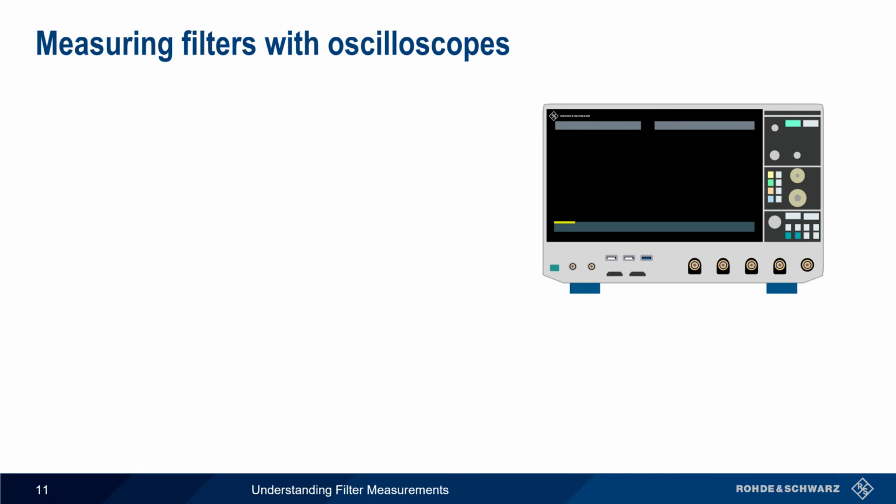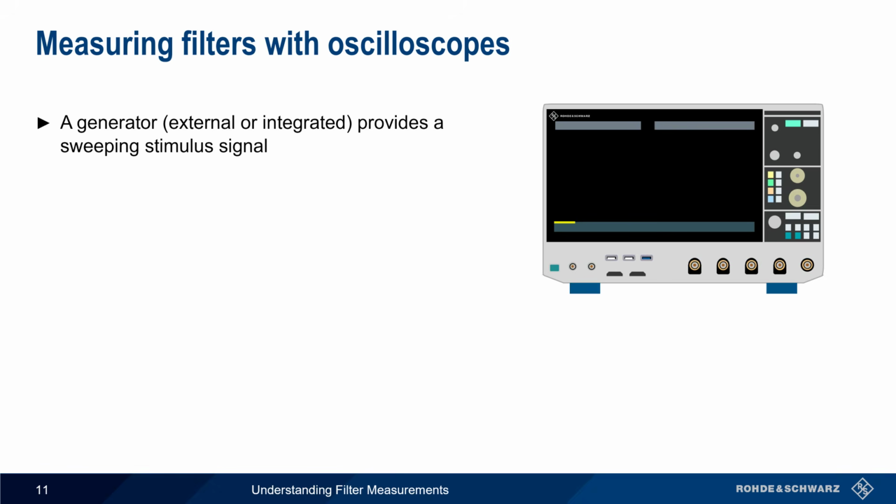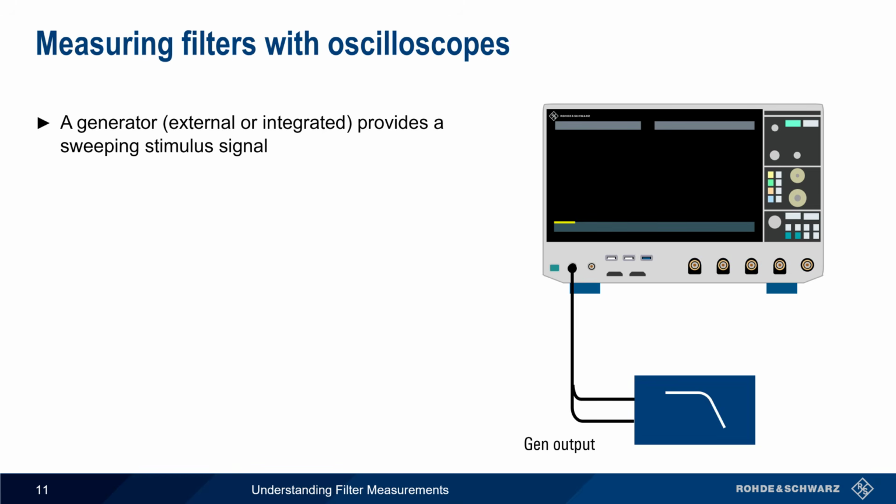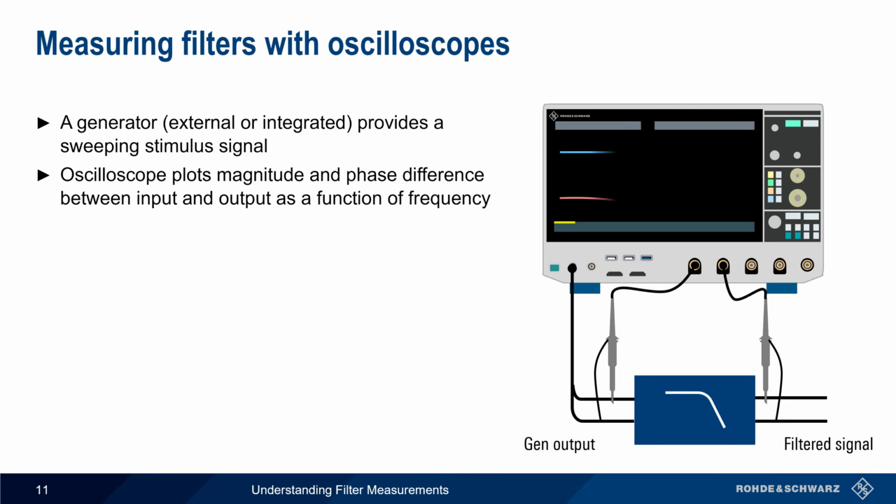Oscilloscopes are primarily time domain instruments, but they can also be used to measure the frequency response of filters. To do this, either an internal or external function generator is used to provide a stimulus signal that sweeps over a user-defined frequency range. The output of this generator is connected to the filter input. One oscilloscope channel is used to measure this input signal, and another channel measures the filter output.